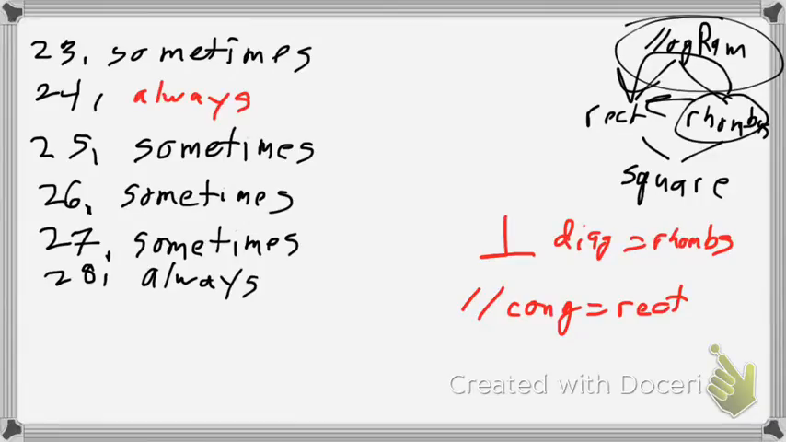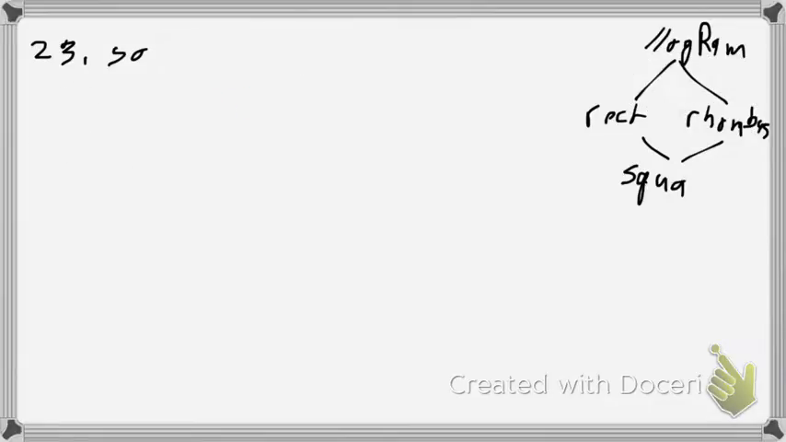23 through 28. What is important to understand is that all of these are dealing with the hierarchy of parallelograms right here. So we remember, we start up here. If it's true for a parallelogram, it's true for all of these. If it's true for a rectangle, it's true for a square. So if it's a square, then it's a rectangle and it's a parallelogram.